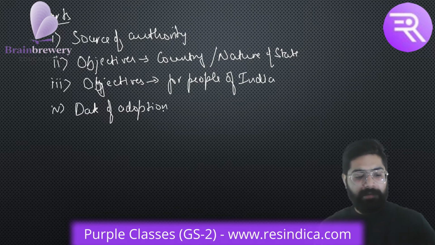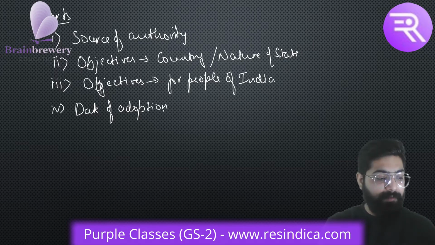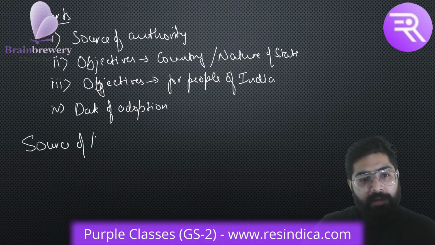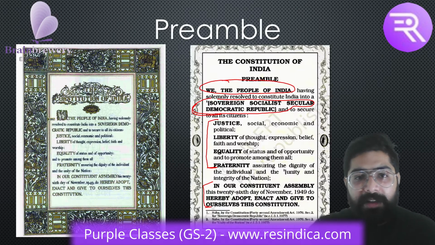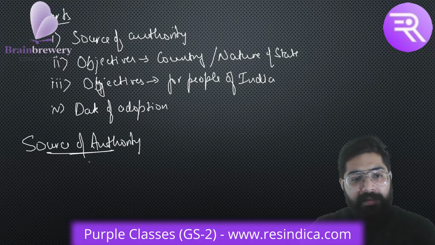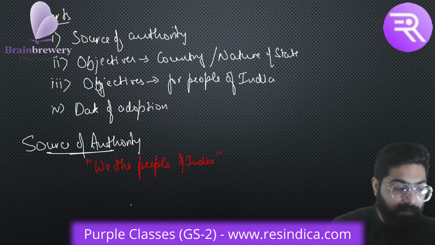Fine. So starting with the first part, that is your source of authority, which mentions we the people of India. So the first part is the source of authority. The source of authority, as you can very clearly see in this part, we the people of India, having solemnly resolved to constitute India into. So the source of authority is very clearly mentioned as we the people of India.